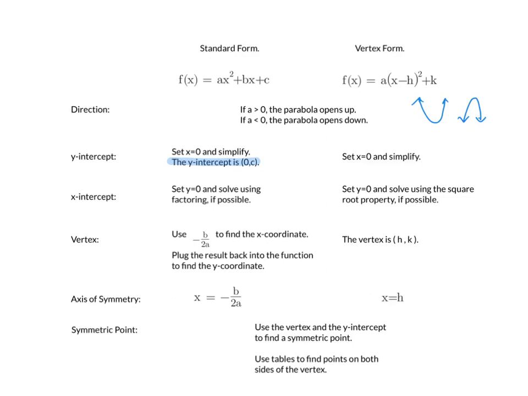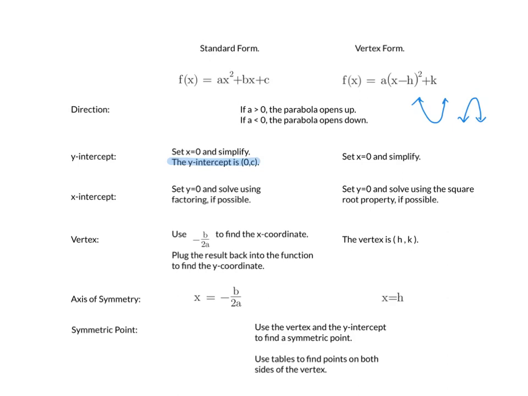For our x-intercepts, remember that an x-intercept is where it crosses the x-axis. We want to set y equal to 0 and solve, using factoring if possible. For vertex form, we want to set y equal to 0 and solve using the square root property, if possible.